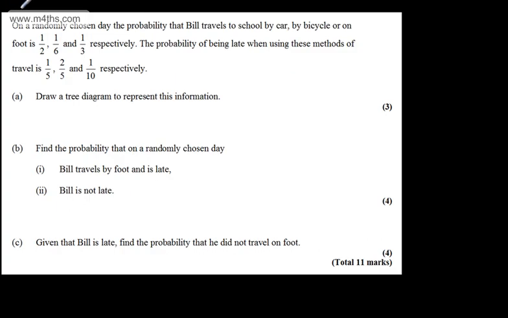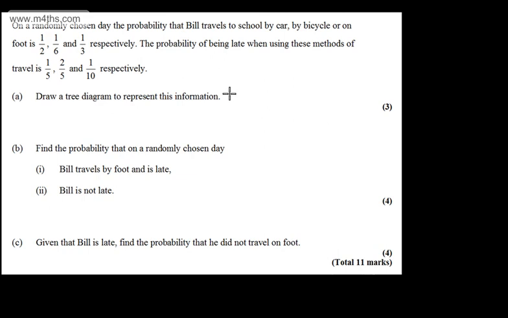Okay, the next one. On a randomly chosen day, the probability that Bill travels to school by car, by bicycle or on foot is 1/2, 1/6 and 1/3 respectively. The probability of being late when using these methods of travel is 1/5, 2/5 and 1/10 respectively. In part A for 3 marks, we need to draw a tree diagram to represent this information. Okay, let's go ahead and do that.